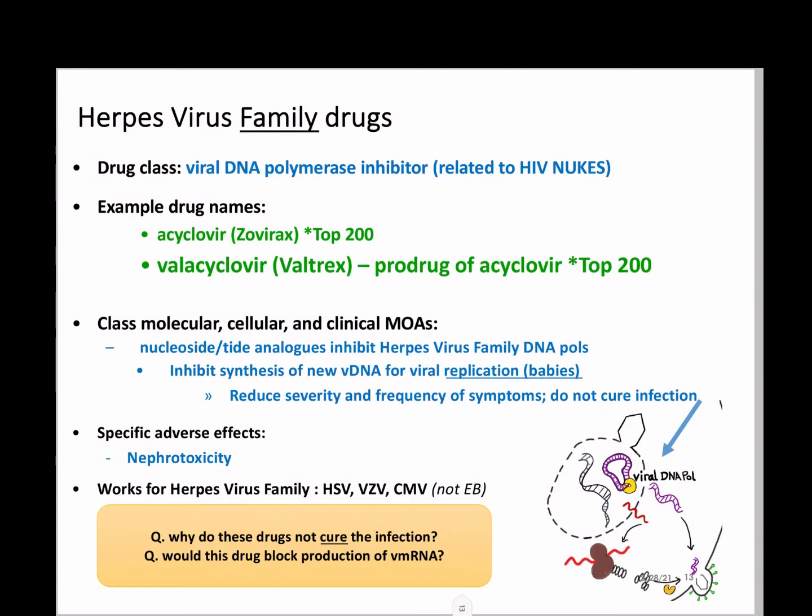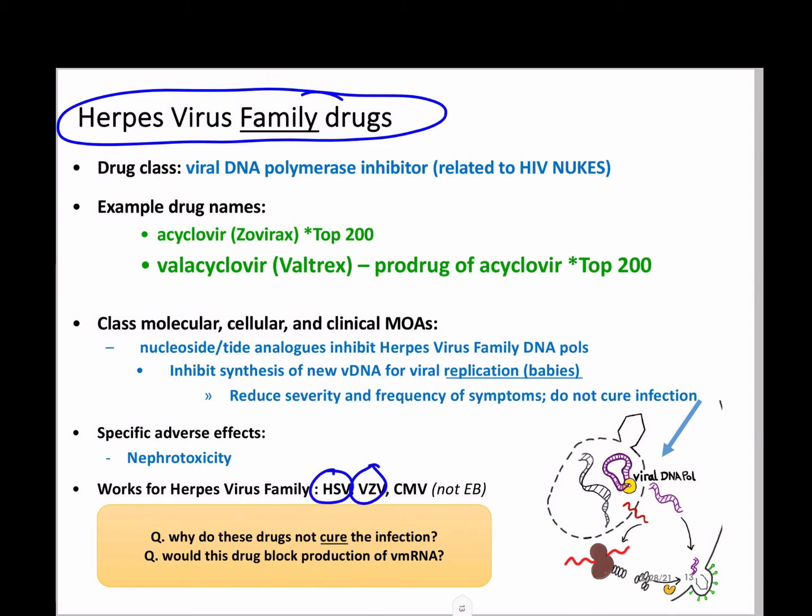So now I said that we had very few drugs for any of these DNA viruses, and the drugs that I'm going to show you here are going to work for most of the viruses in the entire herpes virus family. So remember, we talked about HSV, Herpes Simplex virus, varicella zoster virus, and cytomegalovirus. These are going to work for all of those. Unfortunately, it doesn't work for Epstein-Barr, and its DNA pol is just a little bit too different. So these are acyclovir and valcyclovir, or Valtrex. And Valtrex is just a prodrug of acyclovir.